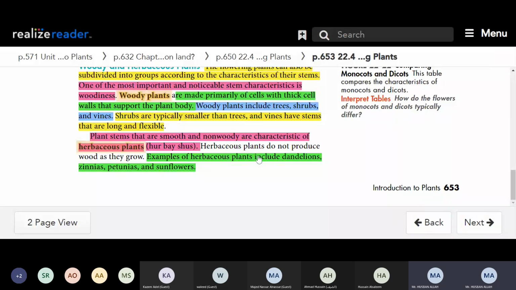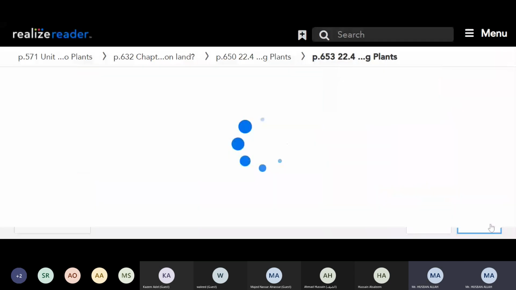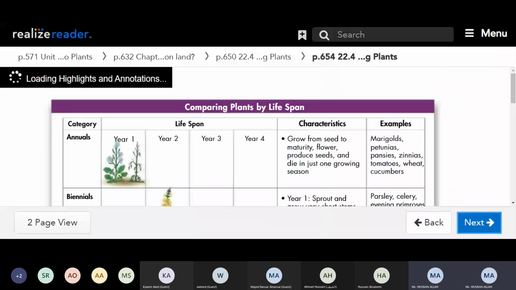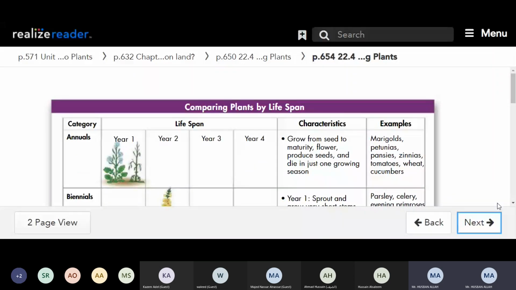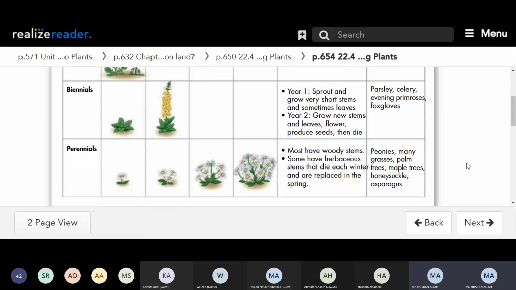Examples of herbaceous plants include dandelions, zinnias, petunias, and sunflowers. These are examples of herbaceous plants. Besides this, all the grasses are examples of herbaceous plants, those which do not have wood. Okay. Now, next we have the seasonal basis. What is the seasonal basis? Seasonal base plants.